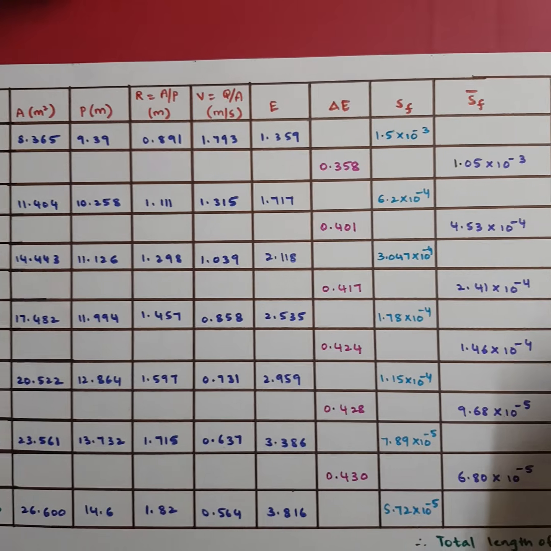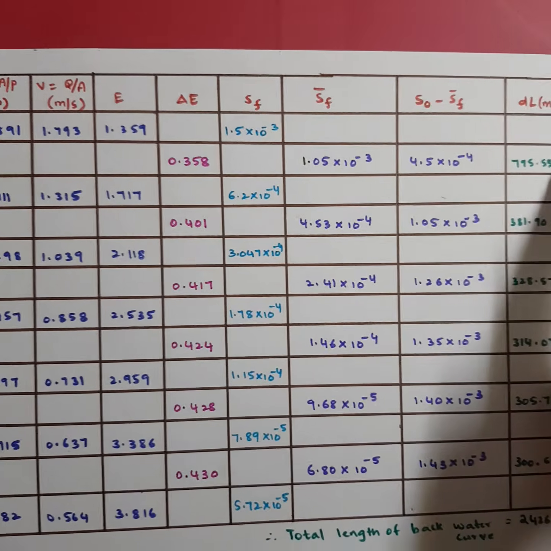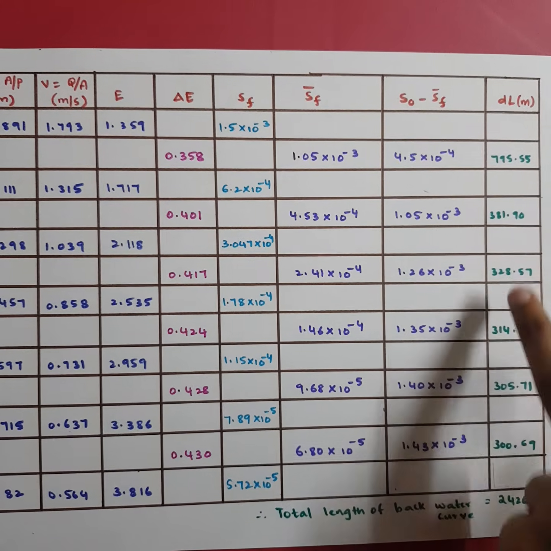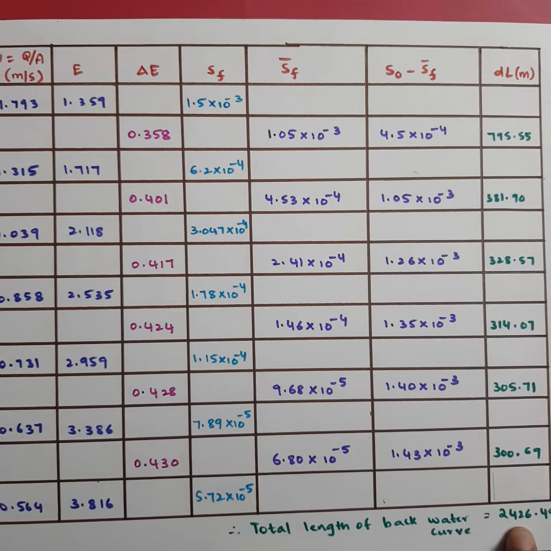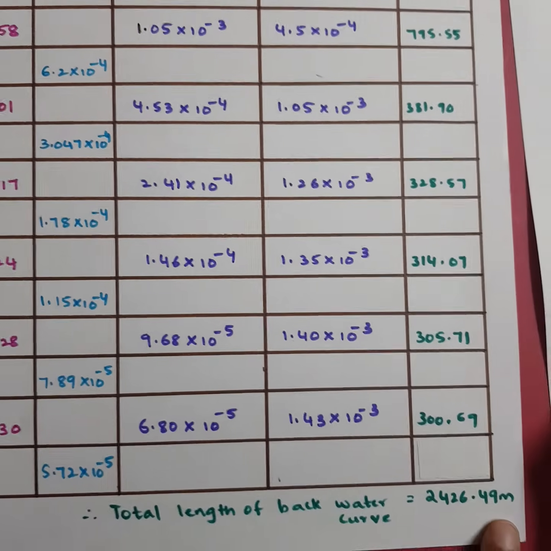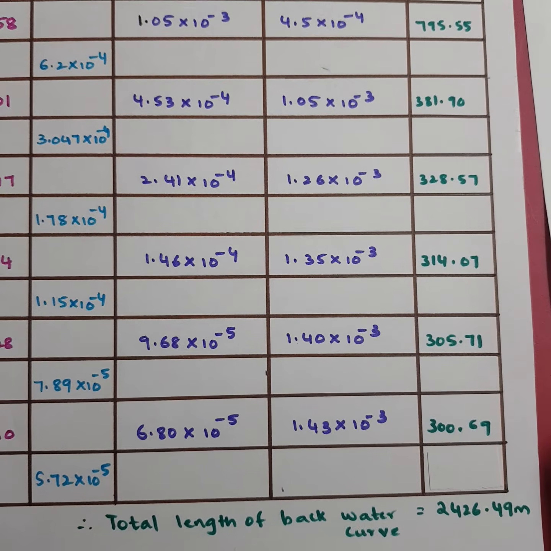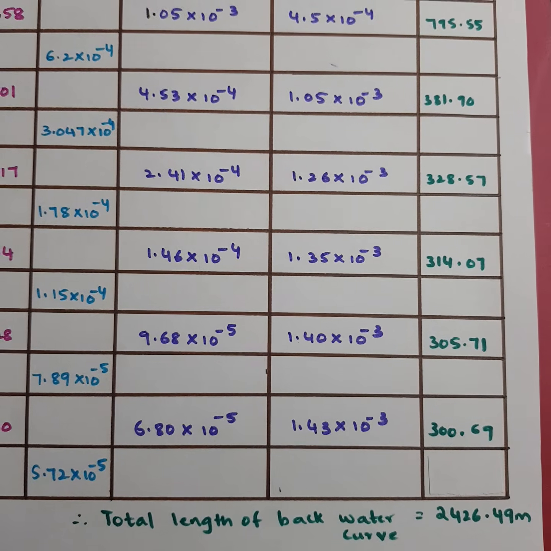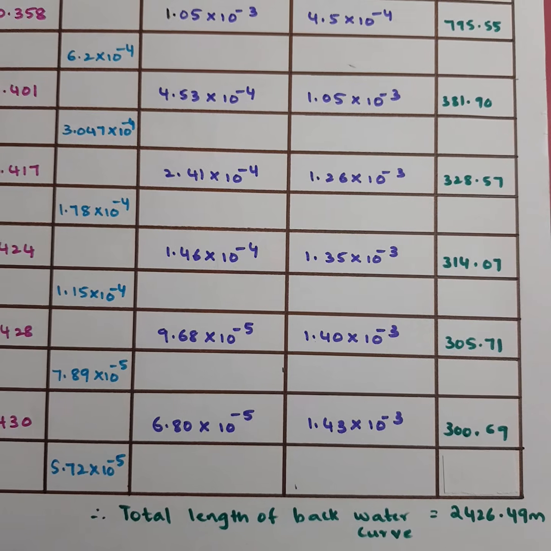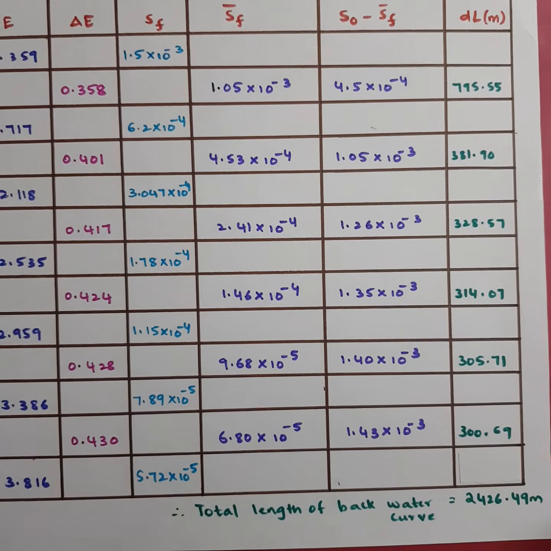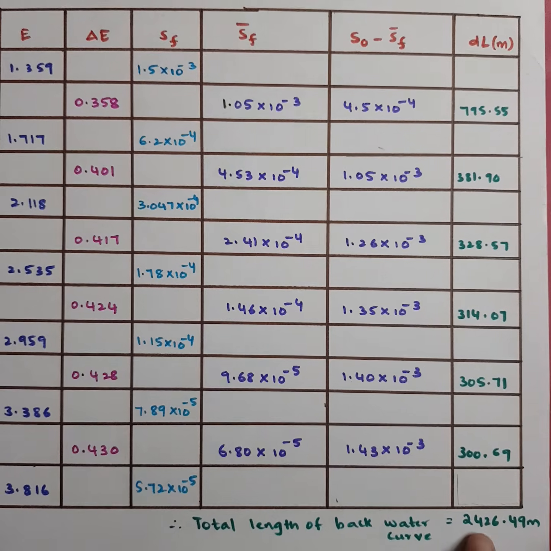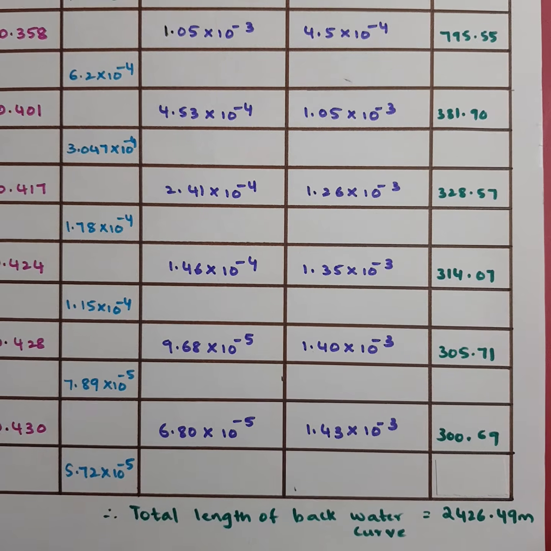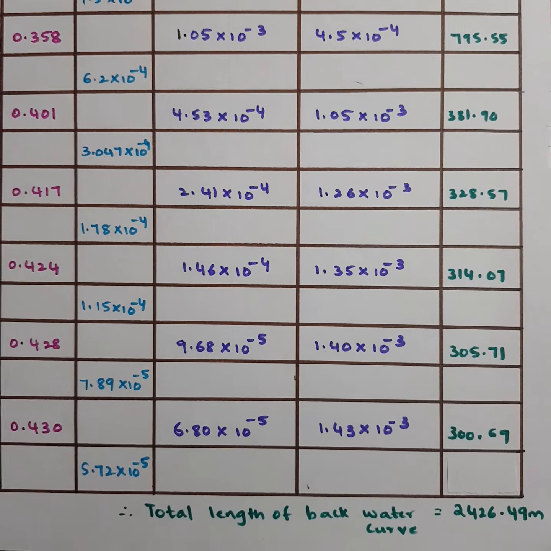The total length will be simply the summation of the last column, which is 795.55 plus 381.90 and so on. Keep adding. The total length came out to be 2426.49 meters. So that's the total length of your backwater curve in meters. If you want, you can also write it in kilometers. So how much will it be in kilometers? It will be 2.42 kilometers, nothing but 2426.49 divided by 1000. So like this you have to end the problem. Hope you understood this video. Thank you.